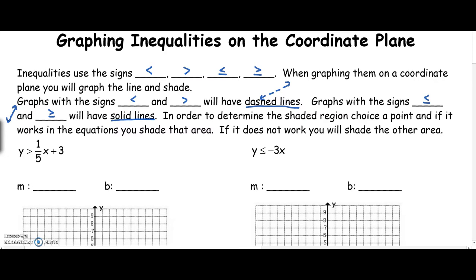Then we're going to worry about picking our shading. If you have a less than or a less than or equal to, you are going to shade below the line. If you have a greater than or a greater than or equal to, you are going to shade above the line.